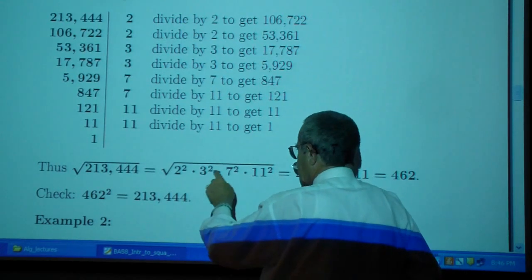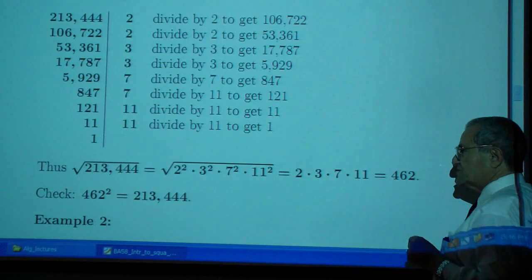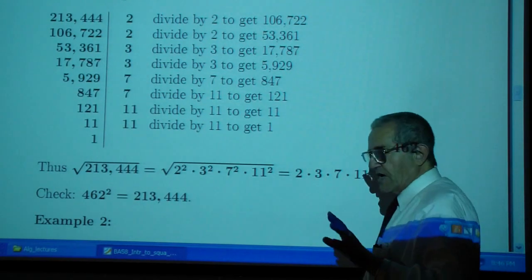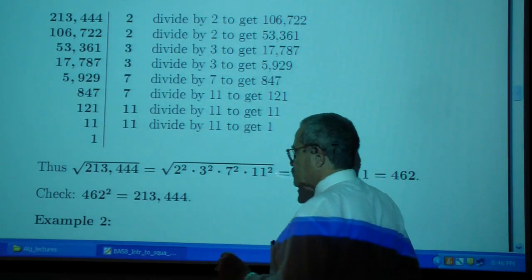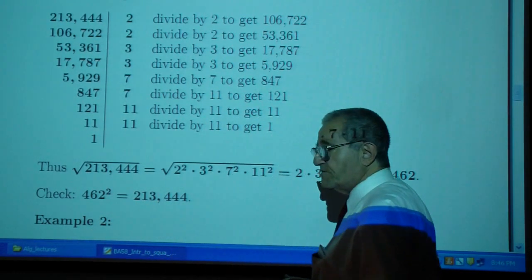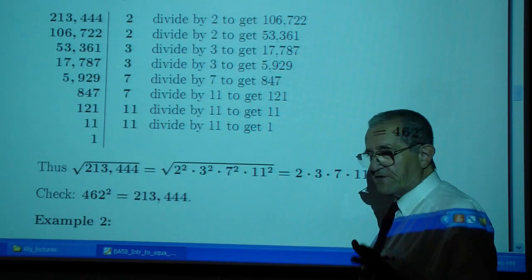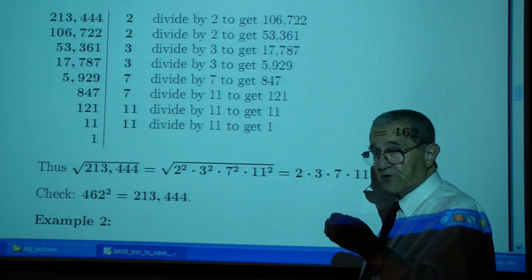So a 2, a 3, a 7, and a single 11 come out. That gives you 462. And now as a check, 462 squared should be 213,444. So don't tell me you can't do this. Prime factorization, if it's a perfect square.